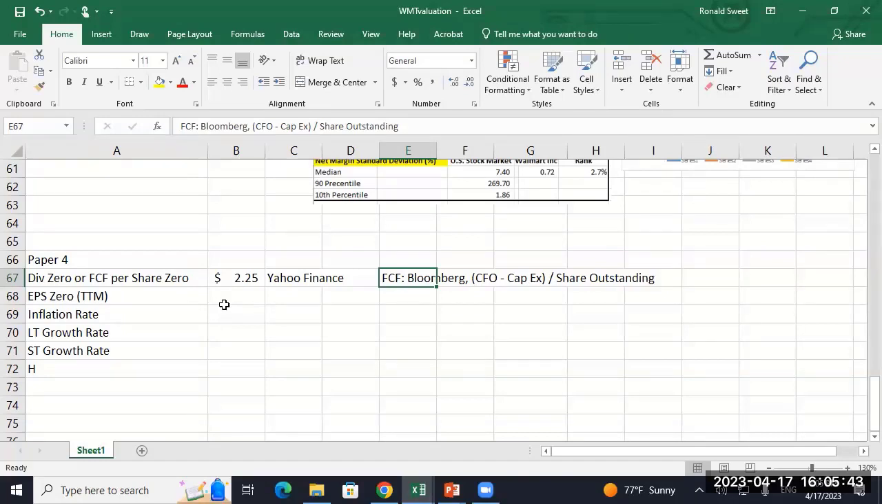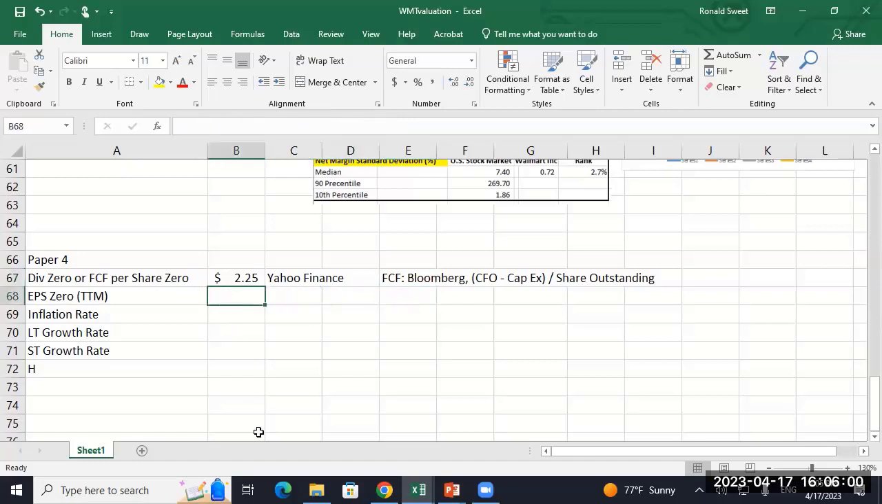So most firms can be valued. There are firms that have no dividends and their free cash flow is still negative. Those are firms that we can value, but we can't value with these models. You have to do something else. So what we have here just doesn't work for those firms.